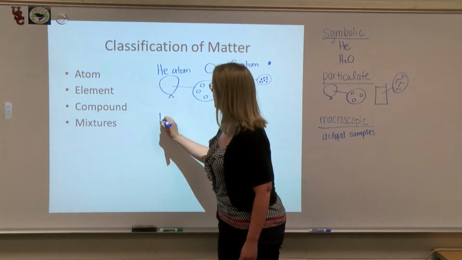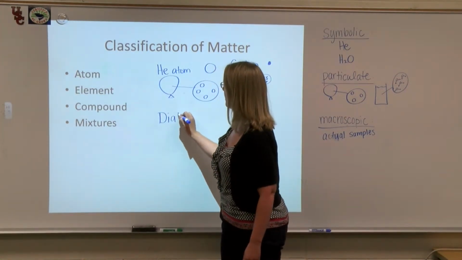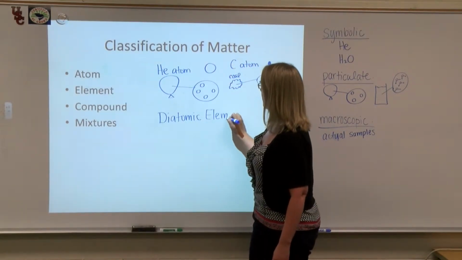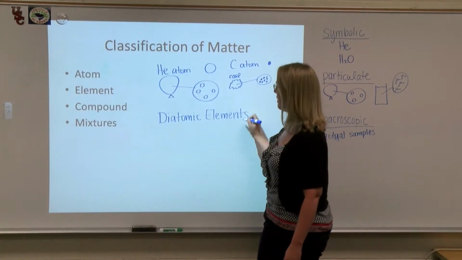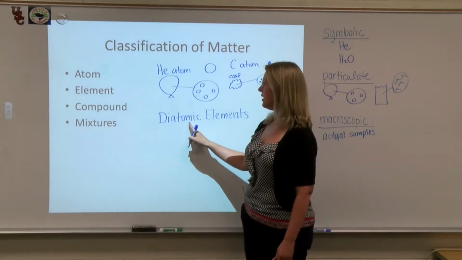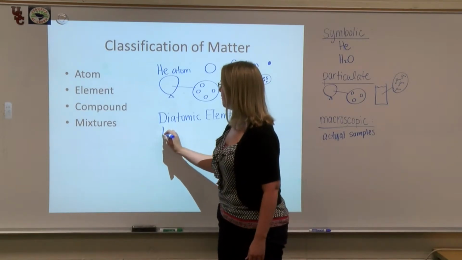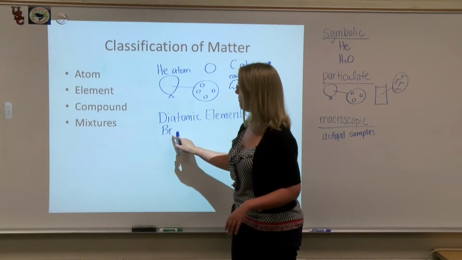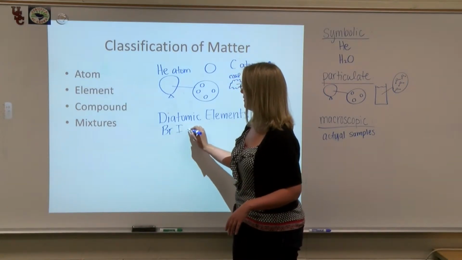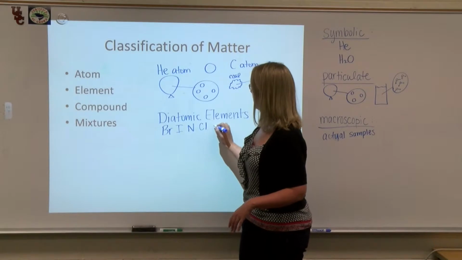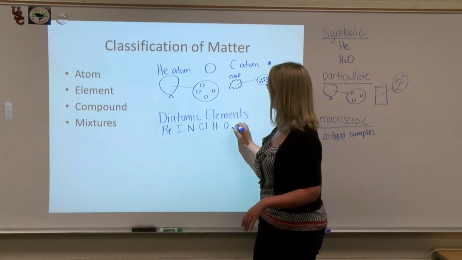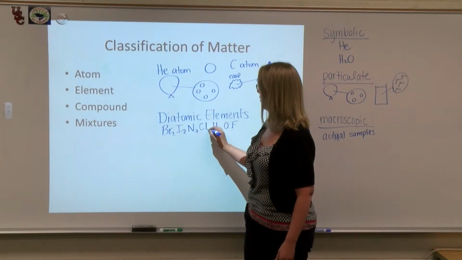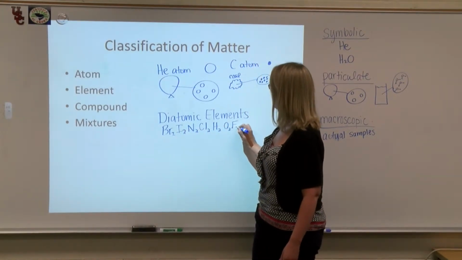And elements that we need to really talk about right now, because this is where the difference comes in, is when you have these things called diatomic elements. So if you think for a minute about what diatomic means, it means two atoms. So there are 7 diatomic elements. It follows a mnemonic called Brinkelhoff. So I'll show you where it's coming from. BR, I, N, Cl, H, O, F. So bromine, iodine, nitrogen, chlorine, hydrogen, oxygen, and fluorine.